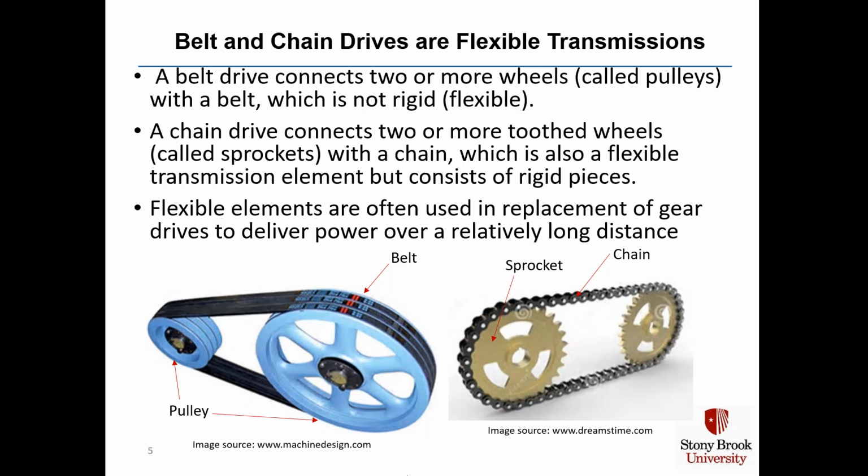Belts and chain drives are known as flexible transmissions. A belt drive connects two or more wheels, called pulleys or sheaves, with a belt. And that belt is not rigid, hence the name flexible transmission. A chain drive connects two or more tooth wheels called sprockets with a chain, which is also a flexible transmission element given that the chain can sag, but it does consist of rigid pieces. And flexible elements are often used instead of gear drives to deliver power over relatively long distances.